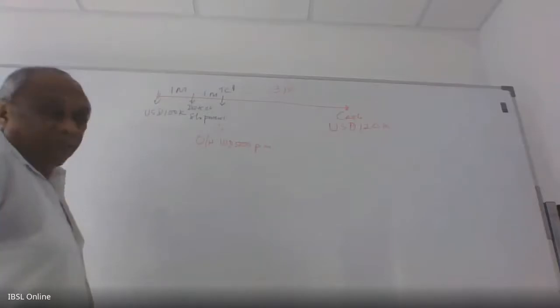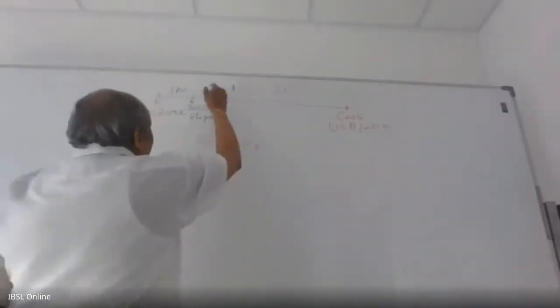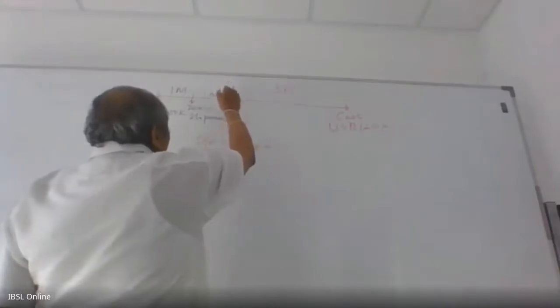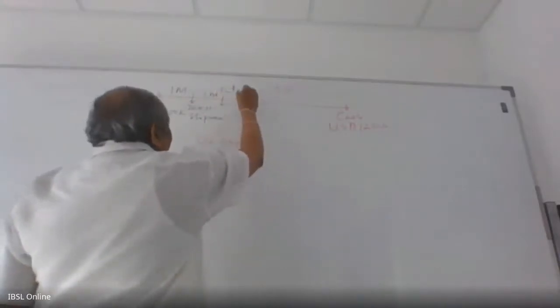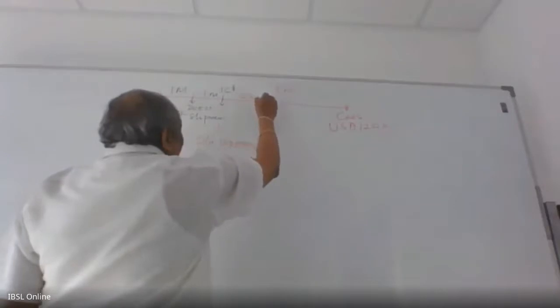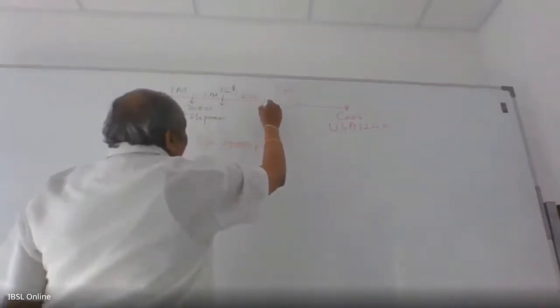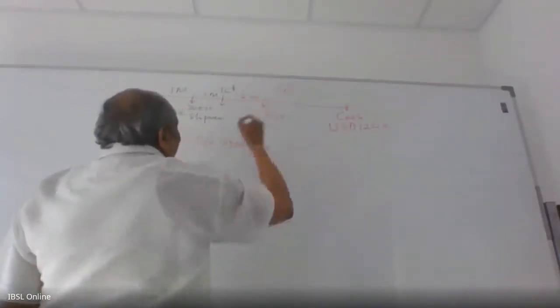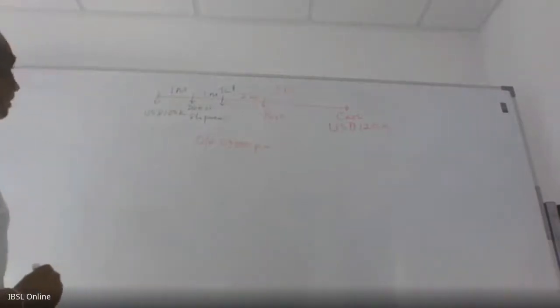After how many months? 2 months from the ship. After 2 months. Very good. One month has already gone by here, and after another 2 months, right here, the acceptance payment has to be made. Right? The acceptance payment has to be made.